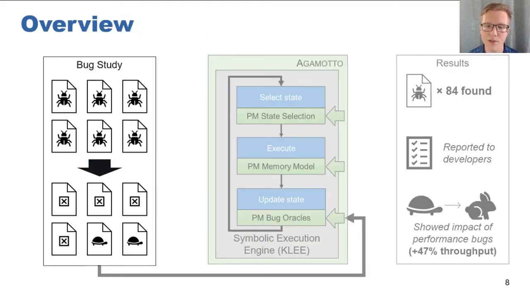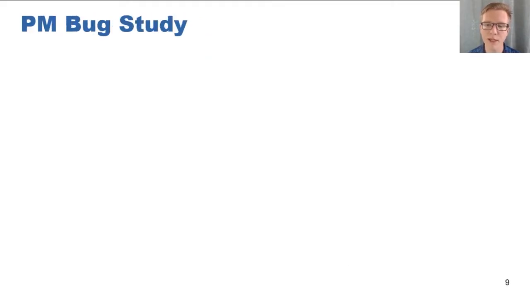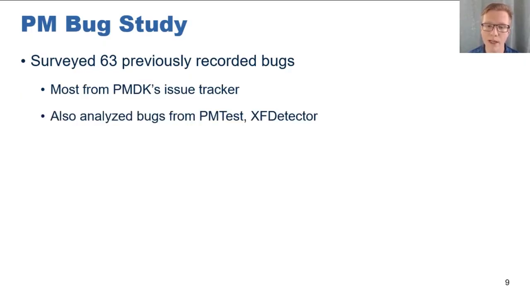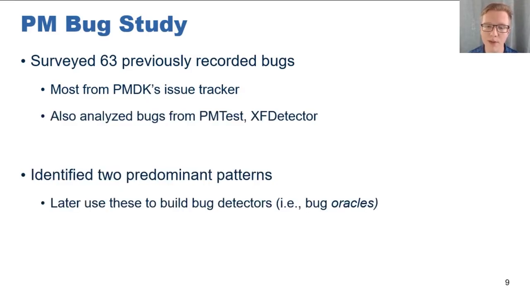First, I'll discuss the results of our bug study. In this survey, we surveyed 63 previously documented bugs. Most of these bugs were from PMDK's issue tracker, as that is the most mature open-source persistent memory system available, but we also analyzed some from prior work. As I previewed earlier, we discovered two predominant patterns, which we used to create application-independent bug detectors in AGAMOTTO.